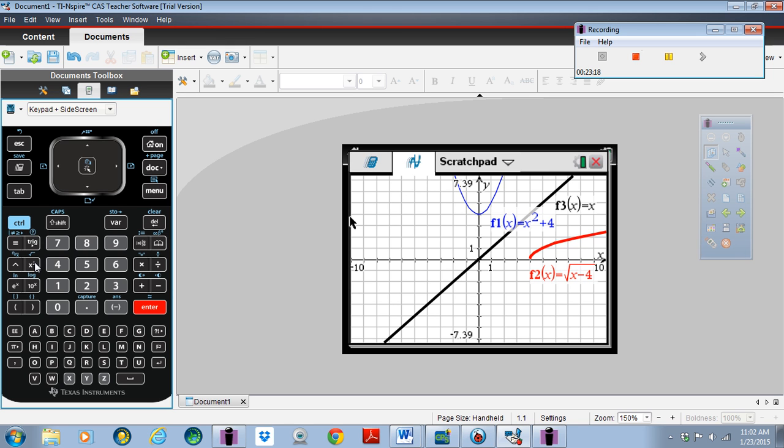What's my domain here? My x values cannot be negative, right? Because then that will give me a negative number in here. So that's why I'm not getting this part of the graph. It's because I'm limited to only positive values for x. Does that make sense? If I plug in a number less than 4 here, then I get negative numbers inside my radical, and that'd be imaginary. Any questions?